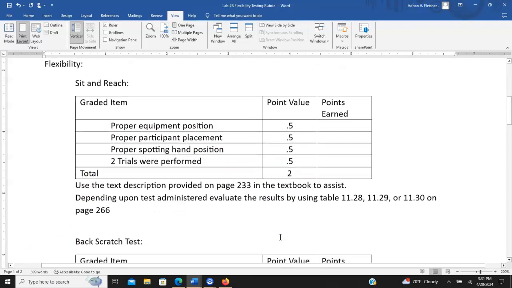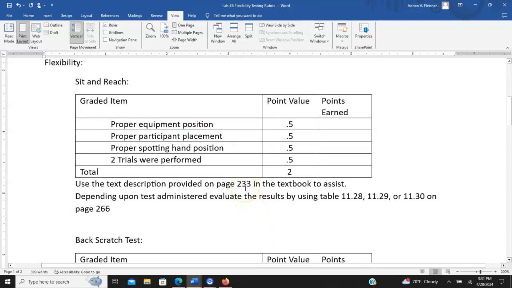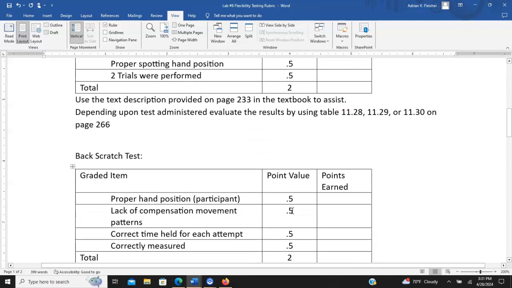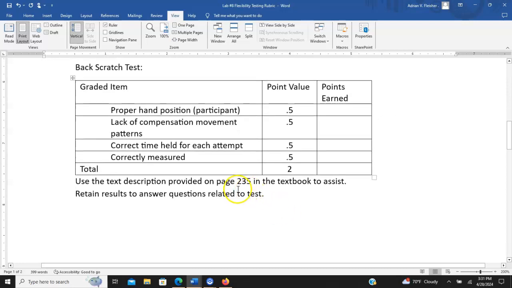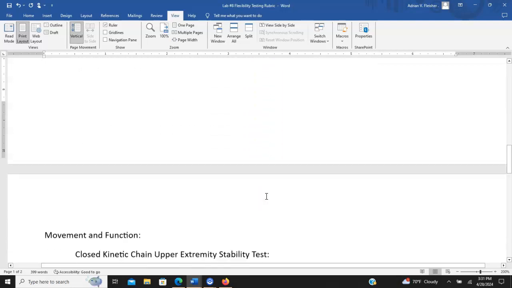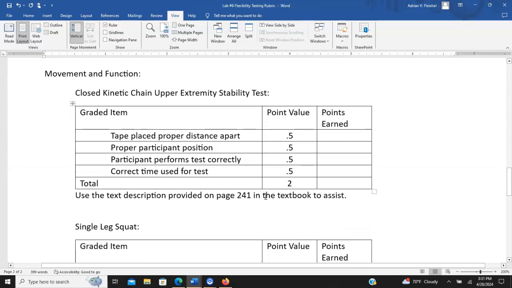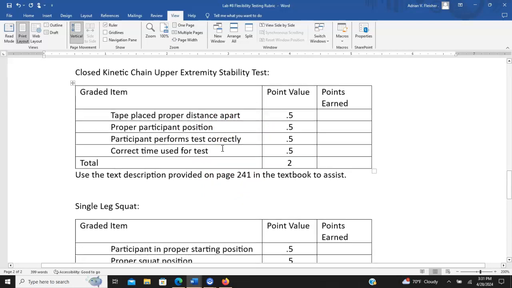Then you'll also use the instructions, for example, on page 233, and depending upon the test, there's a couple of different tables that you'll use. When we get into the back scratch test, you'll use the description provided on page 235, and make sure you hold on to your answers because you'll need those for a question on Blackboard. You'll see that in a second. The closed kinetic chain upper body extremity stability test is on page 241, and because there's a limiting factor in terms of technique, if technique breaks down, you stop the test, so there's a little bit of a subjective measure to this.